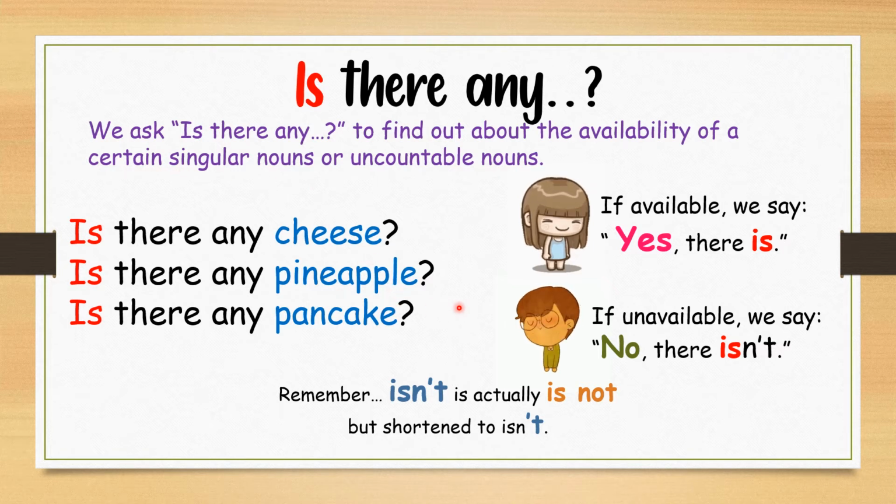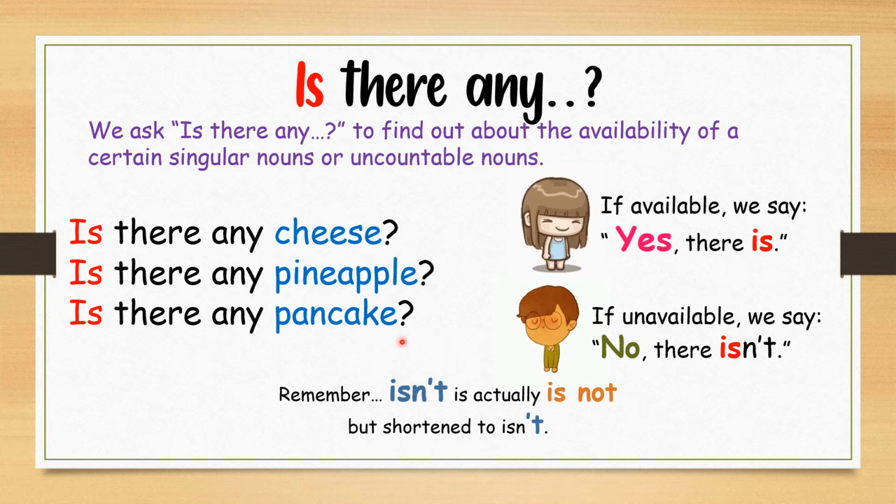How do we know it's a singular pineapple? It didn't end with the letter S. And the third example here, is there any pancake? Pancake is also countable. We can count pancakes, but in this case, the pancake is singular or only one. How do we know there's only one pancake? Because there is no letter S at the end of the word pancake.